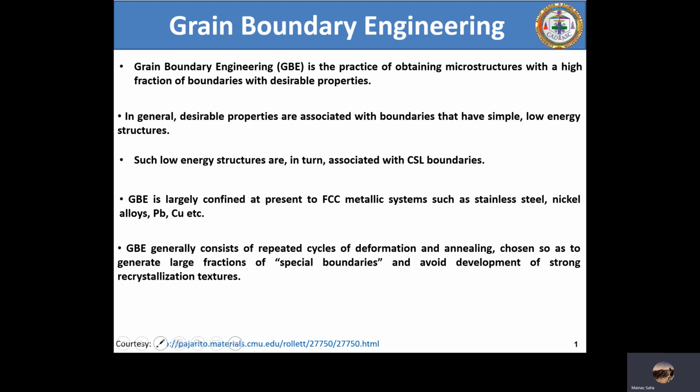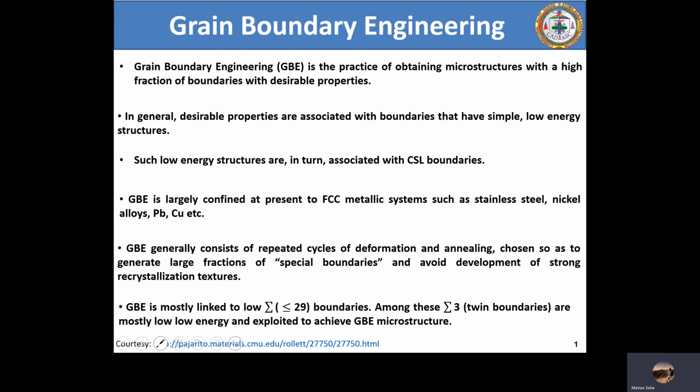FCC materials primarily. So what we can definitely say is that the grain boundary energy is mostly linked to sigma less than or equal to 29 boundaries, but I would rather put it this way: GBE in most FCC metallic systems is mainly linked with sigma 3, sigma 5, sigma 7, sigma 9, and hardly sigma 11 boundaries.